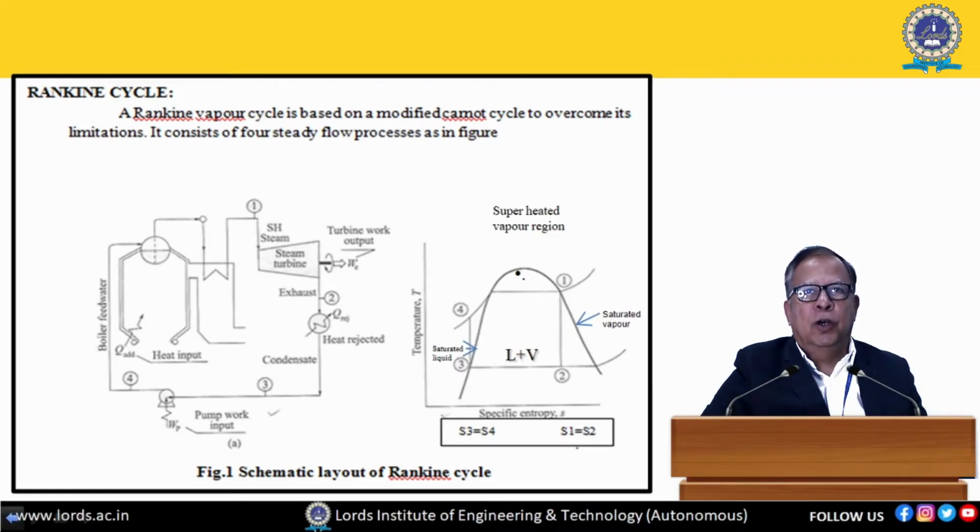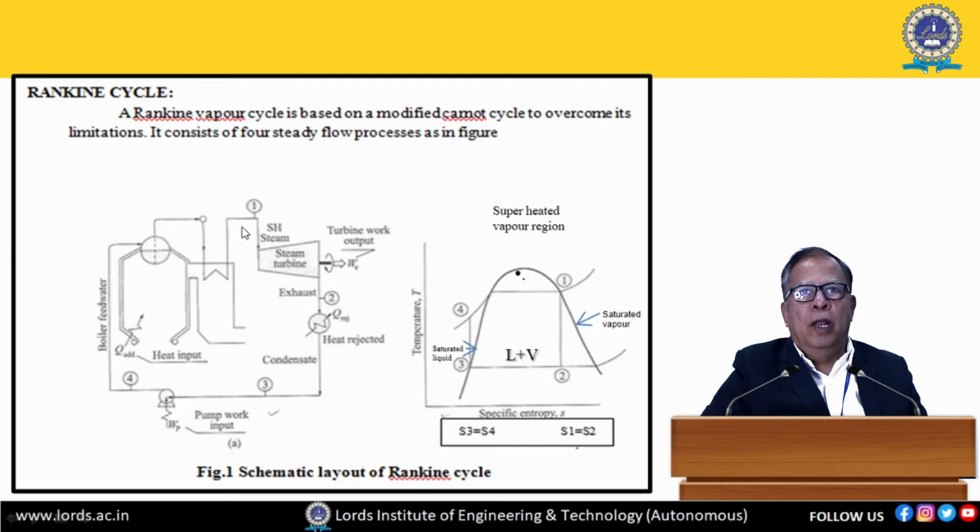The processes which are taking place in the cycle are marked on the TS diagram. The TS diagram is a graph between temperature and entropy. You are able to see a dome here, right? This is what we call the saturation dome. The point which I have marked here is the critical point, which indicates a pressure and temperature of around 221 bar and 375 degrees centigrade.